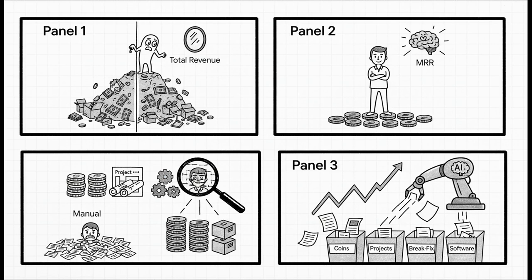So let's just wrap up with the 3 key takeaways from all of this. First, total revenue is a vanity metric. MRR is your sanity metric. Please focus on sanity. Second, you have to meticulously separate your revenue streams. Don't let projects and licenses distort your core numbers. And third, the only way to do this sustainably, without going crazy, is through automation. Manual tracking just does not scale.